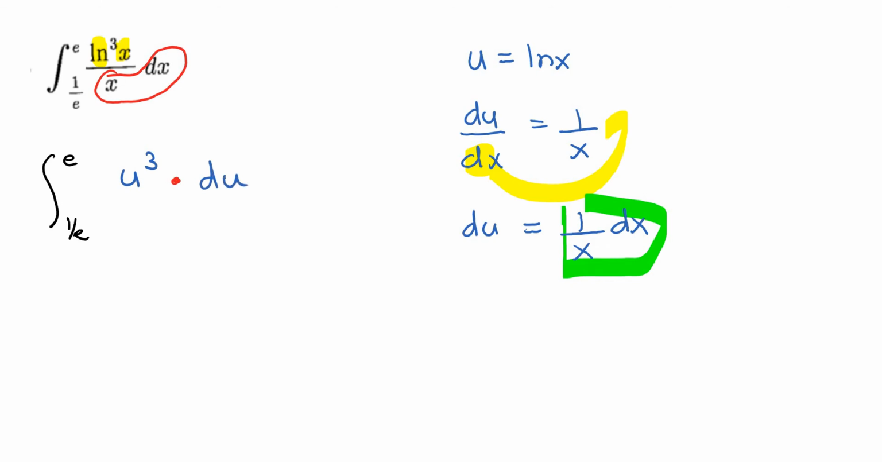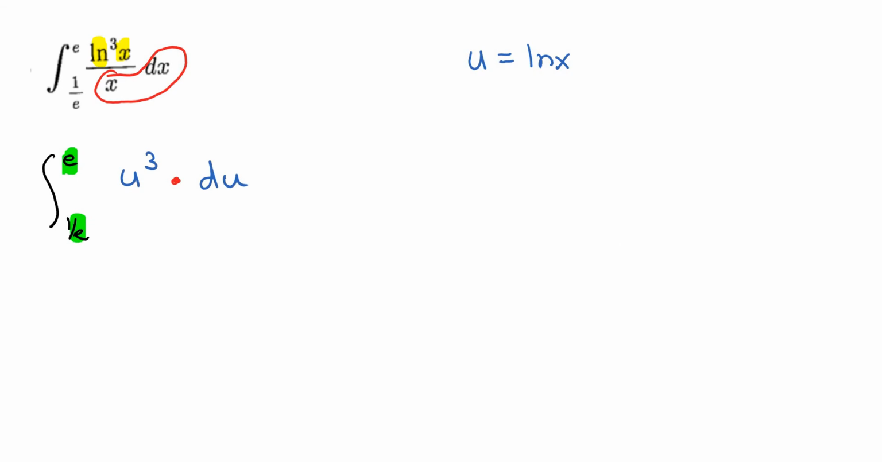Okay, just like the previous two problems, I do need to change the upper and lower boundaries. And let me clear some space over here. My upper and lower boundaries are currently 1 over e and e. And let's just start with the lower boundary here. So if x equals 1 over e, let's just plug that in over there.